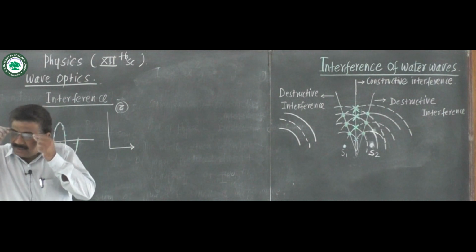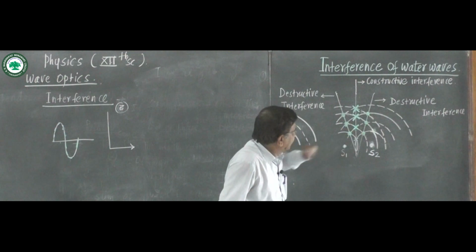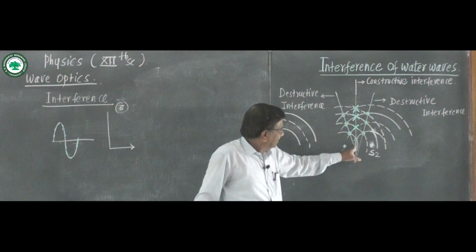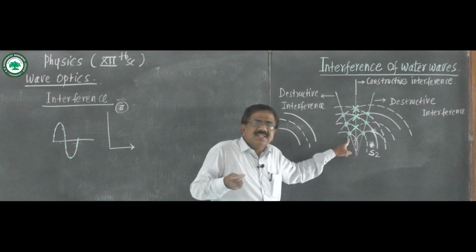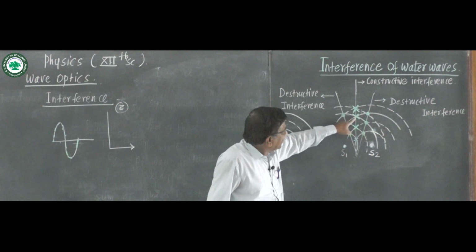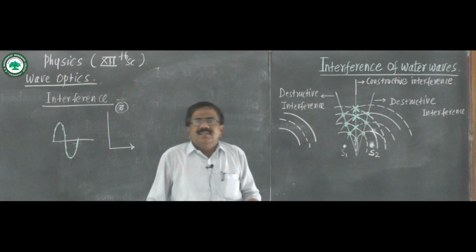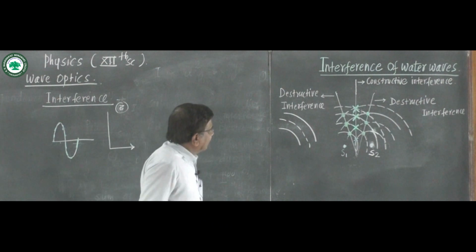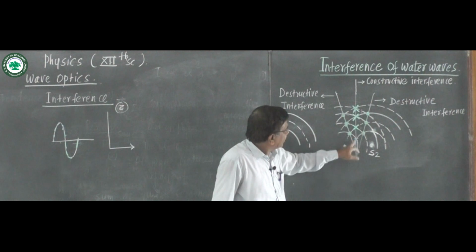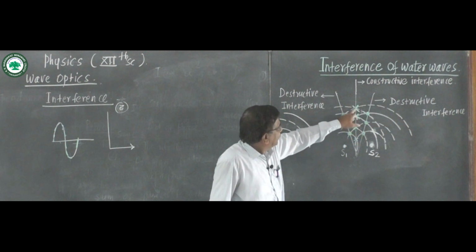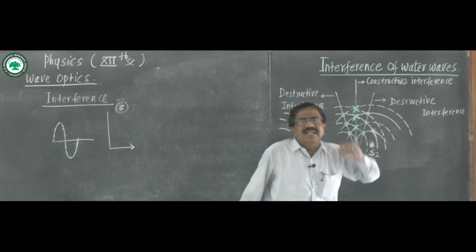Now see here, at the points shown by these crosses, continuous arcs meet each other, that is crest coincides with crest, or dotted arc coincides with dotted arc. What it means? Trough coincides with trough, again crest coincides with crest, trough coincides with trough. So along this line the waves are in same phase. The interference is constructive interference.